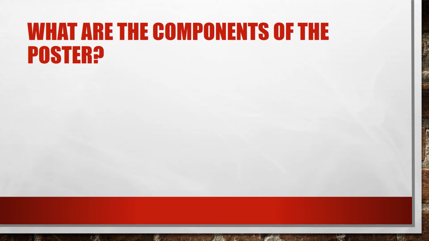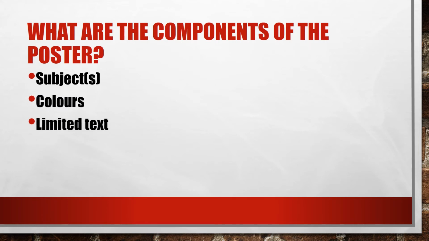So what are the different components of the poster? I'm going to tell you the different components and then go into detail of them after. So there is a subject or subjects, the use of color, there is usually limited text, and this text gives a message, and sometimes the origin or the author is stated.